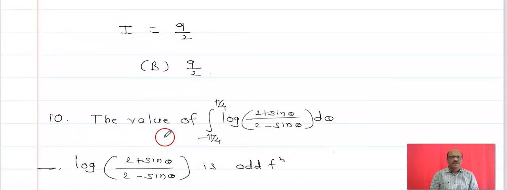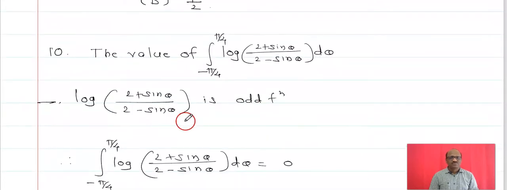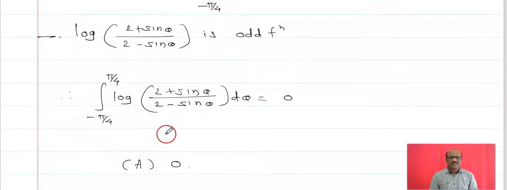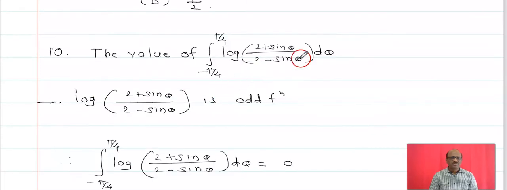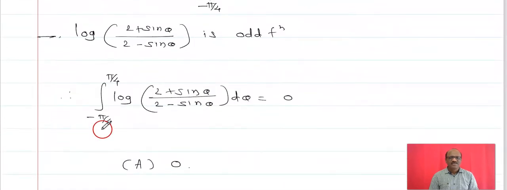Now next, the value of integral minus pi by 2 to plus pi by 2 log of 2 plus sin x upon 2 minus sin x dx. Now what type of this function is? That is sin of x, that is an odd function, and hence integral minus pi by 4 to plus pi by 4 log of 2 plus sin theta. Sorry, I repeated that the variable is x, but here it is theta. That integral minus pi by 4 to plus pi by 4 log of 2 plus sin theta upon 2 minus sin theta into d theta is equal to 0.